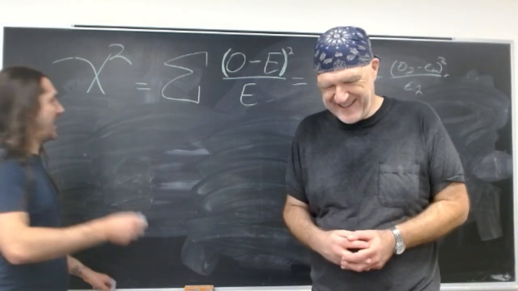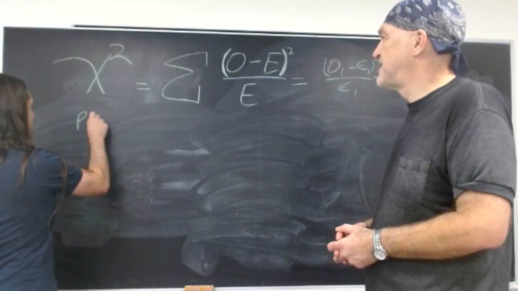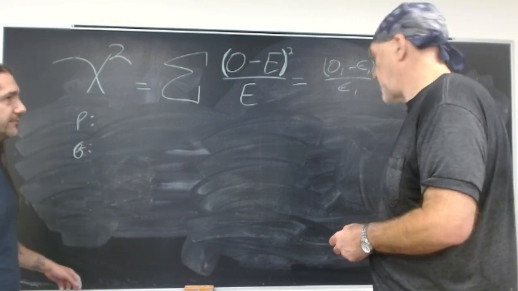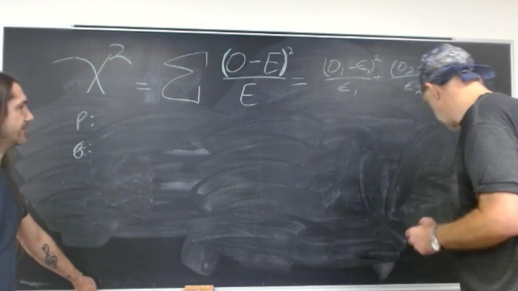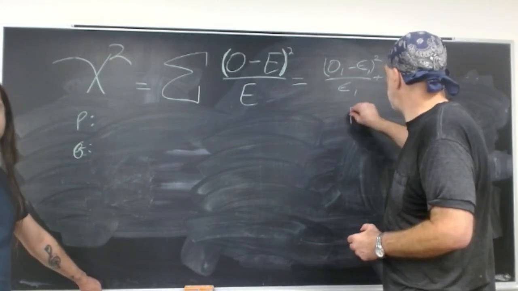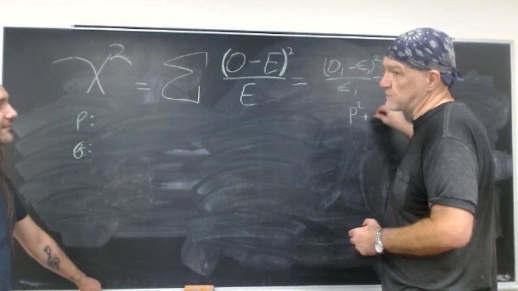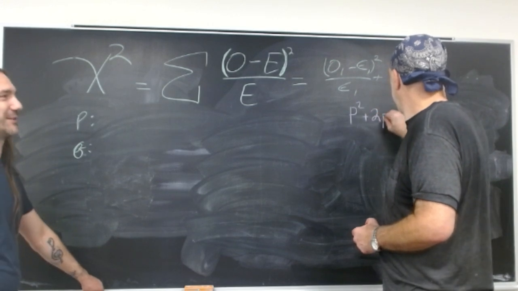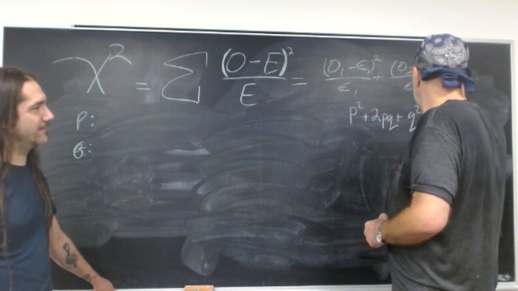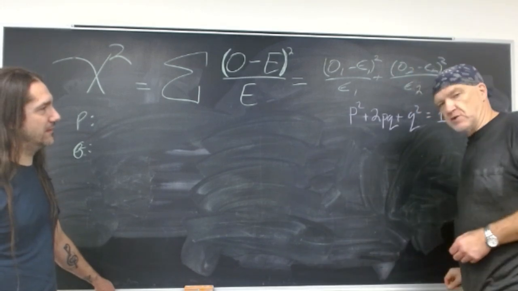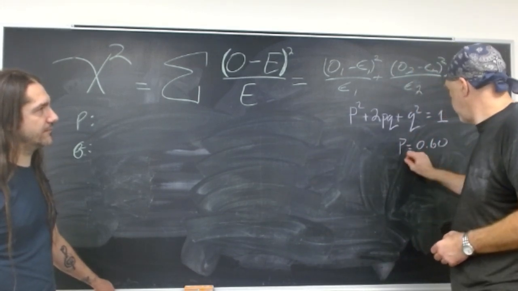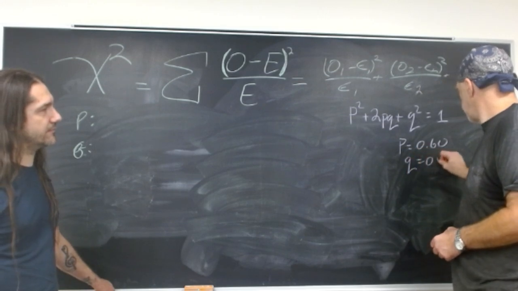So in short, we have some gene P and some gene Q. We should write down the Hardy-Weinberg formula as well, because not everybody out there is doing biology, although they should. P plus Q equals 1, that's the goal, where P is 0.6 and Q is 0.4.